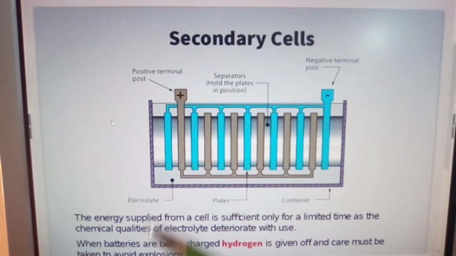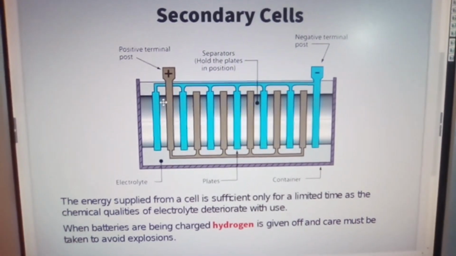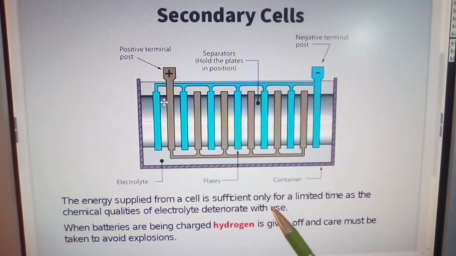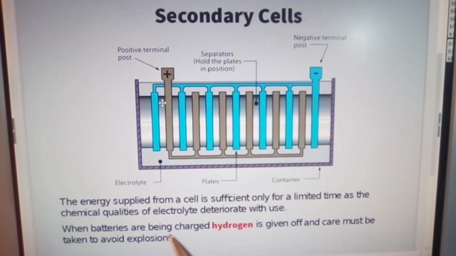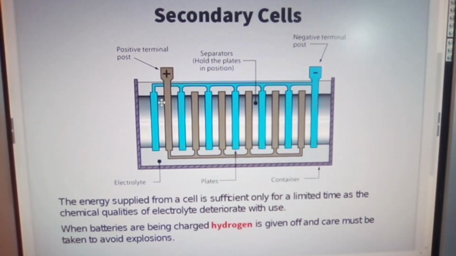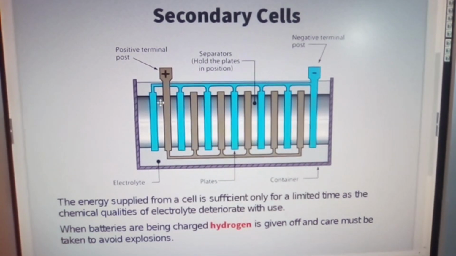Secondary cells. The energy supplied from a cell is sufficient only for a limited time, as the chemical qualities of the electrolyte deteriorate with use. When batteries are being charged, hydrogen is given off, and care must be taken to avoid explosions.